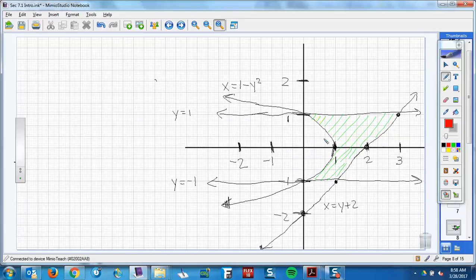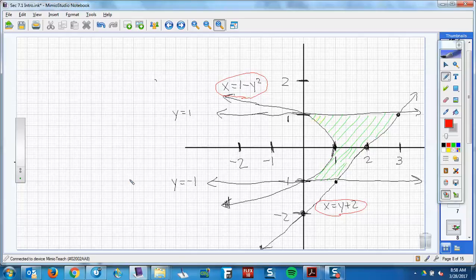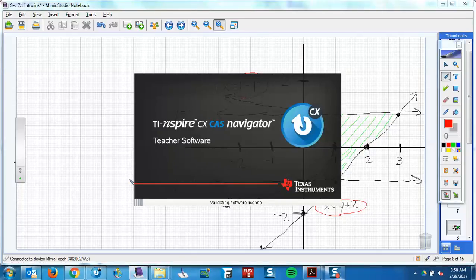Okay, here are our functions. They actually gave them to you as x's. Now, you can graph these on your calculators. Actually, this is new in the newest update to the operating system. You can graph these functions here.